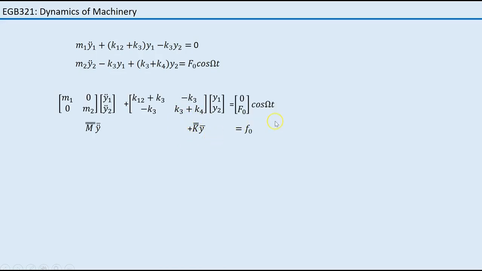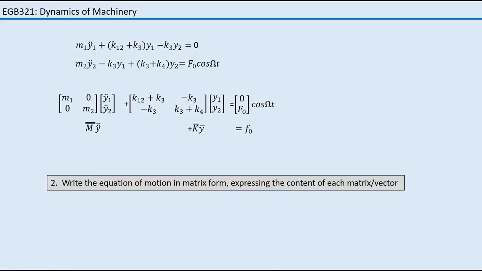Lastly, I found the force vector. For the first equation we don't have anything on the right hand side, so we write 0. For the second equation we have an external force, so we write F0, and we keep cos omega t outside, and this is our force vector. So that is our second answer, which is the equation of motion in matrix form.